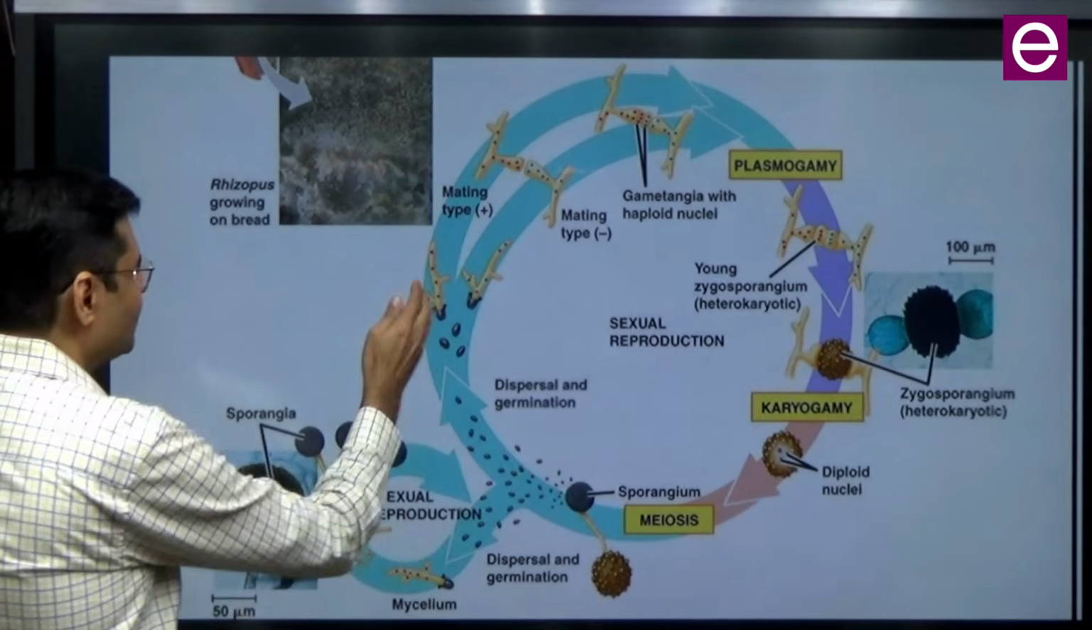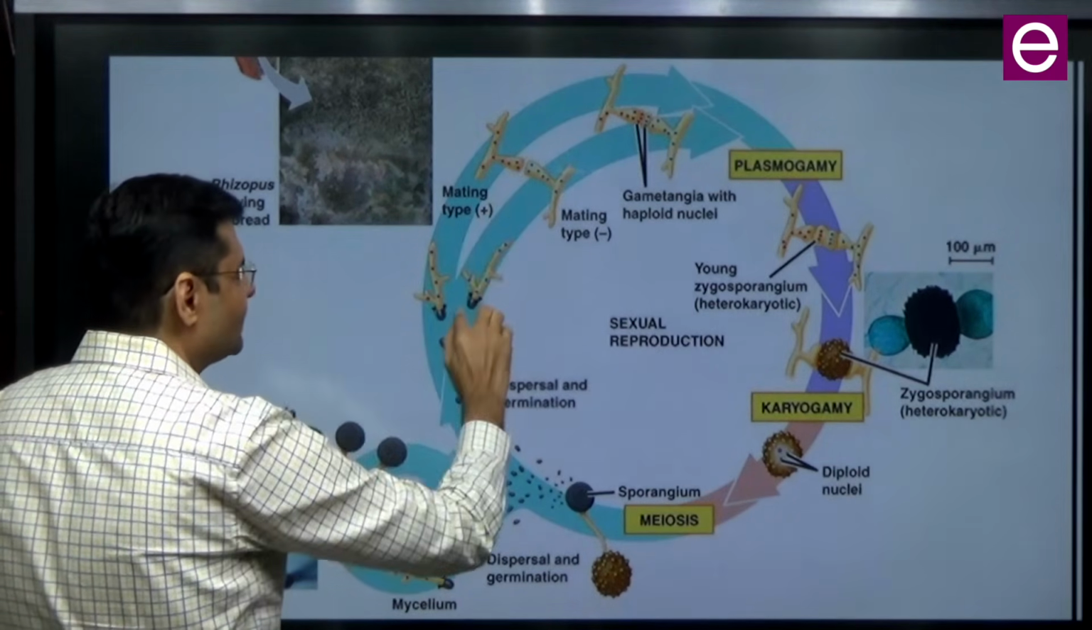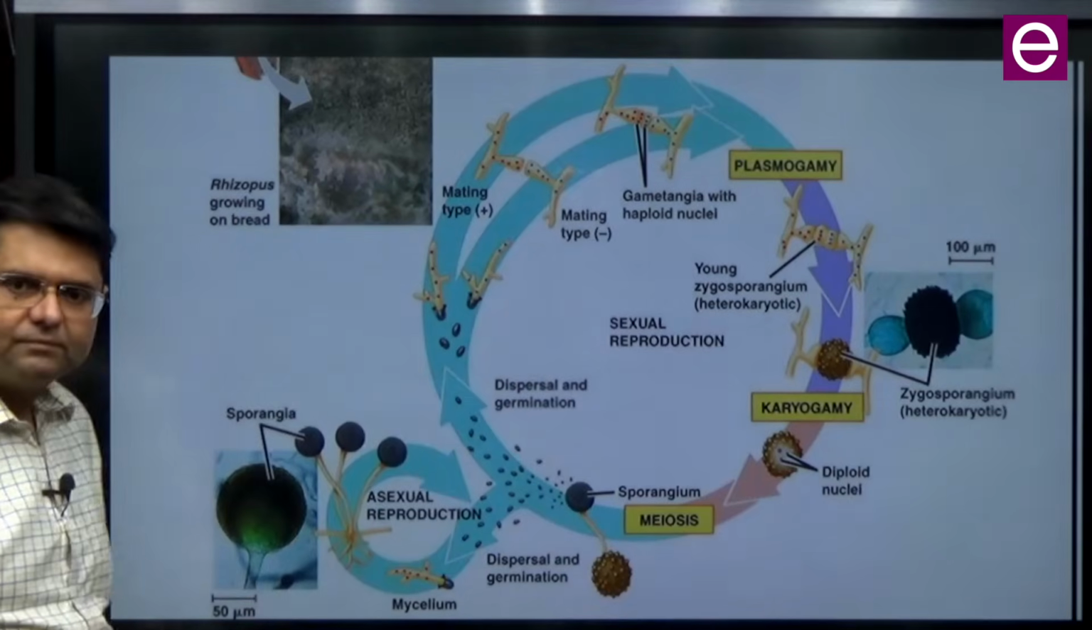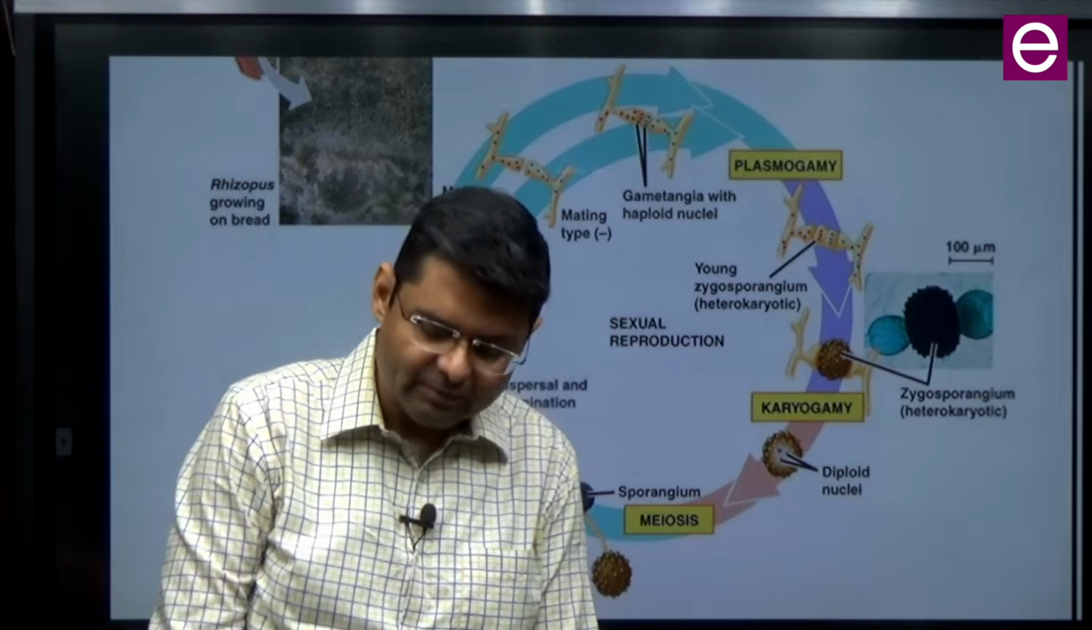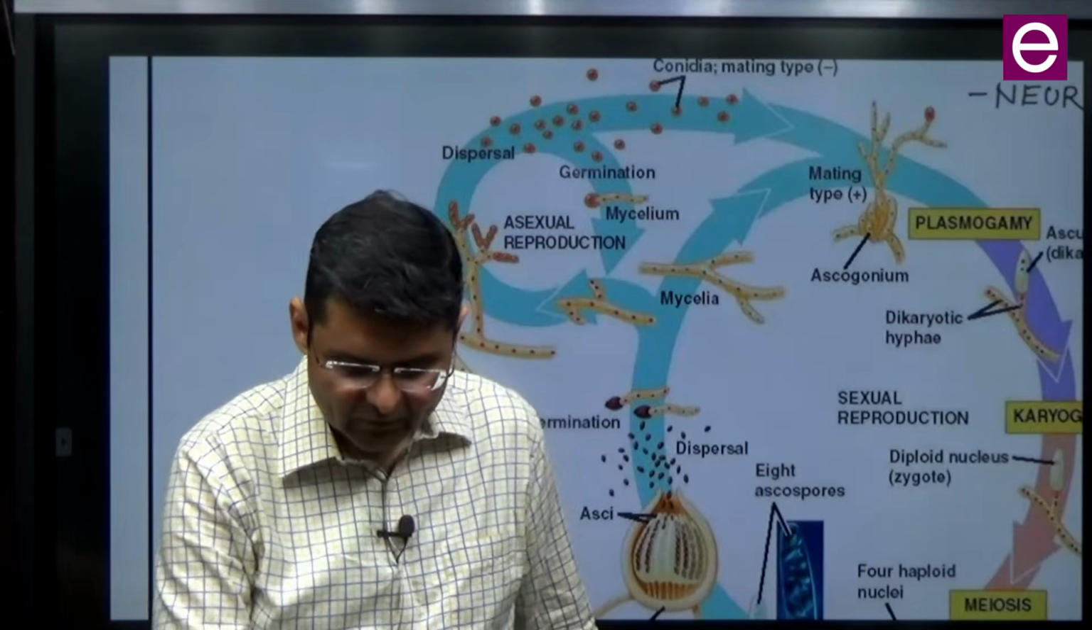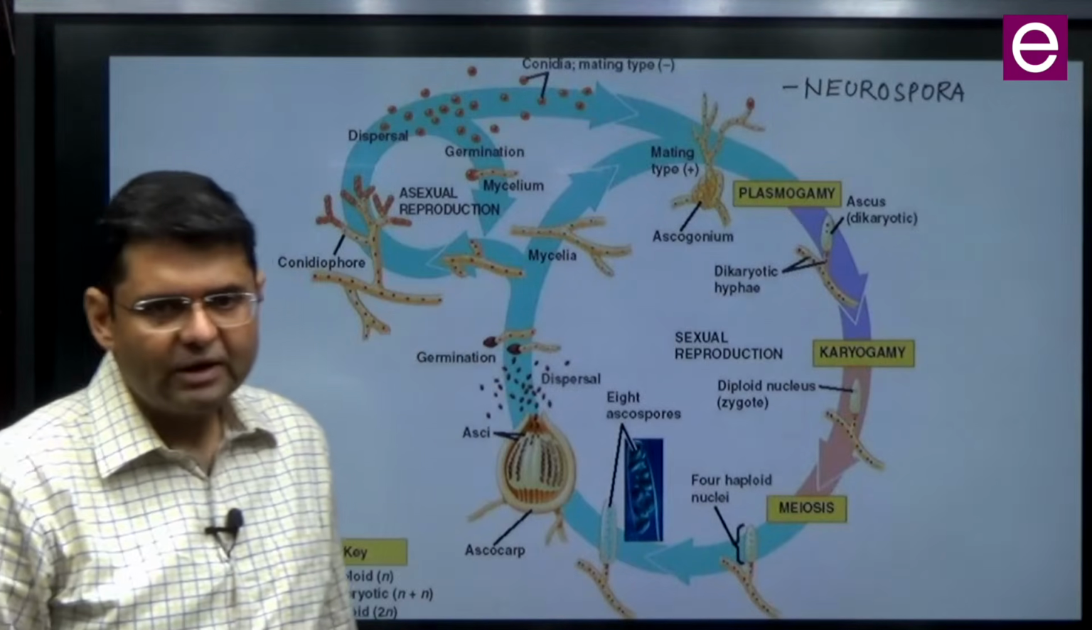Half of the spores will form what? Positive, half of the spore will form negative thallus. So अगर एक दे रहे हो तो राइजोपस का देना जो हमने कल ड्रॉ किया था. This is neurospora की life cycle.